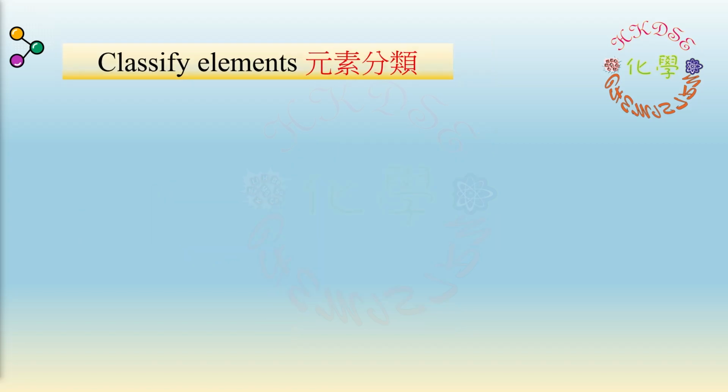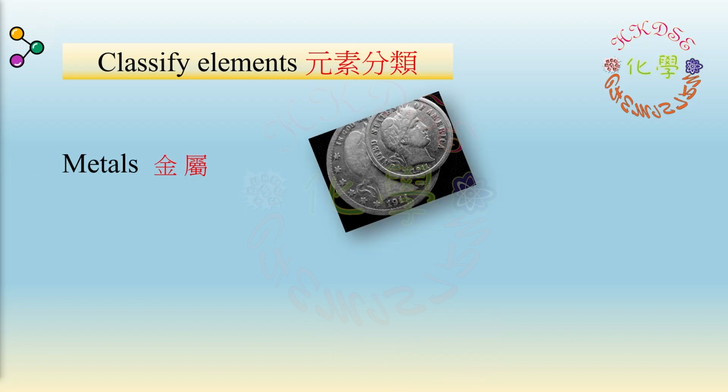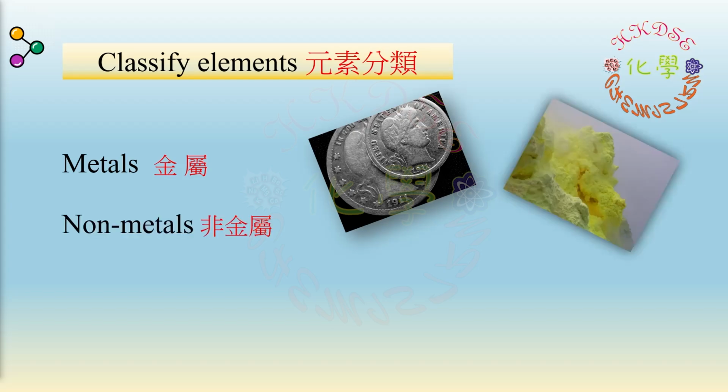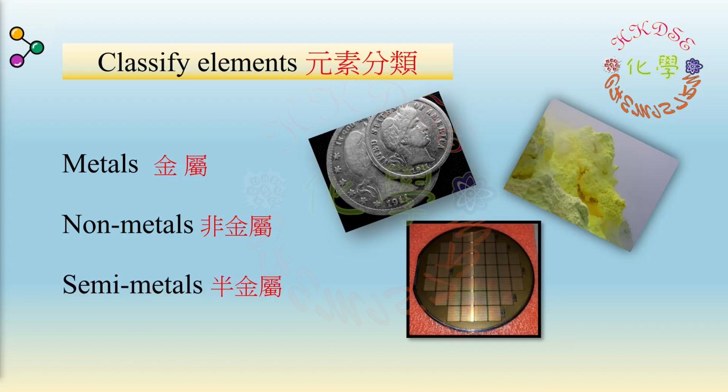Elements can be divided into 3 groups. 1. Metals. All metals are solid. For example, sodium and silver are solid, and one exception is mercury, which is in a liquid form. 2. Non-metals can exist as solids, liquids and gases. For example, sulfur is a solid, bromine is a liquid, oxygen is a gas. 3. Semi-metals, or metalloids. For example, silicon. Silicon is widely used in making transistors.